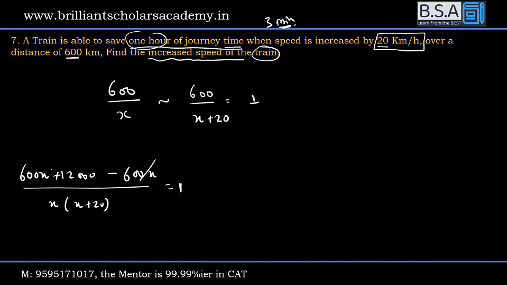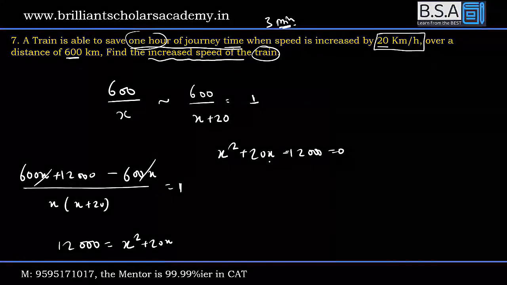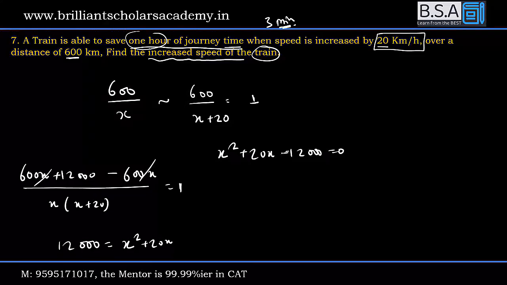So this is cancelled, cross multiplying this, 12,000 is equal to x square plus 20x. Rearranging that, you will have x square plus 20x minus 12,000 is equal to 0. Now you have to think of a way of solving this. To solve this, you either need to have a very good understanding of the factorization method or the formula approach.